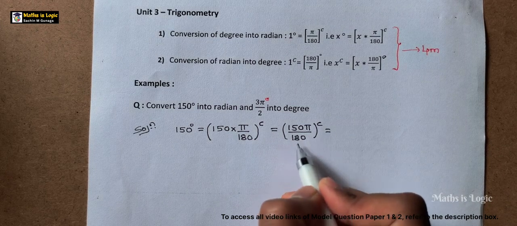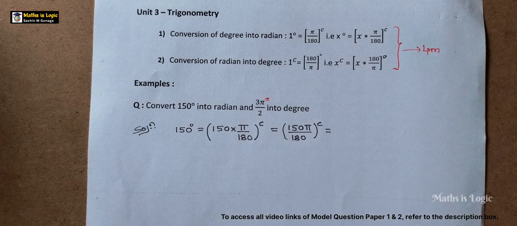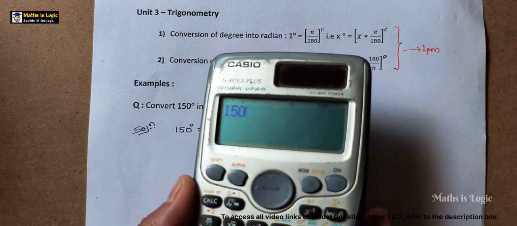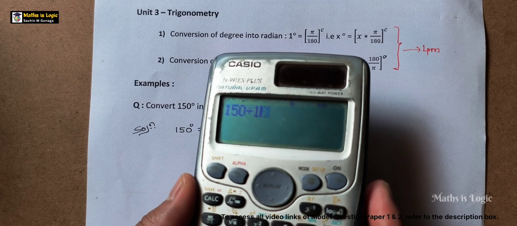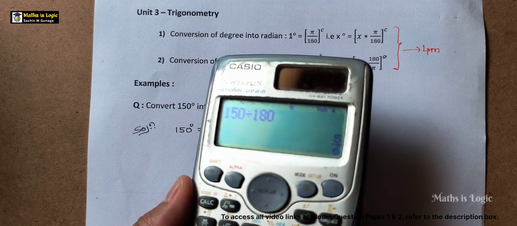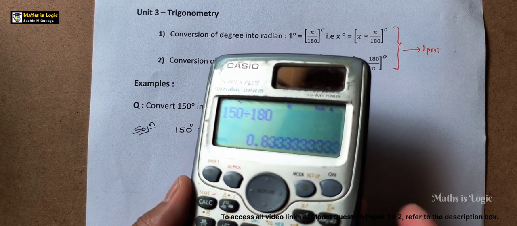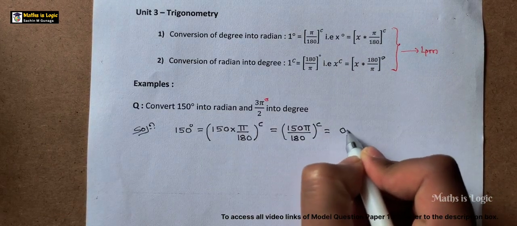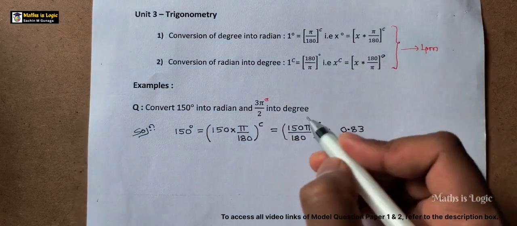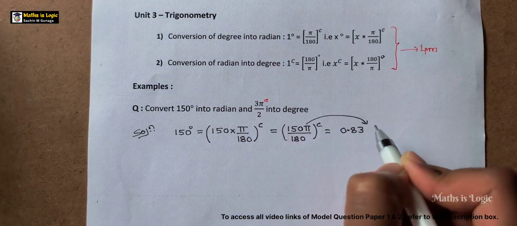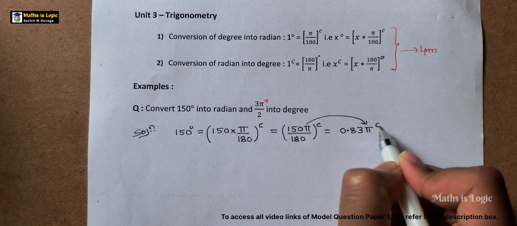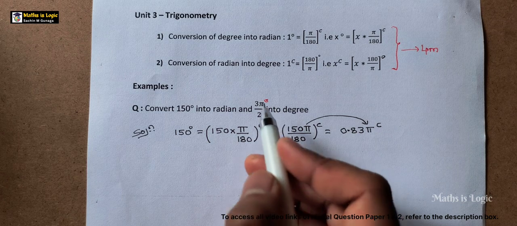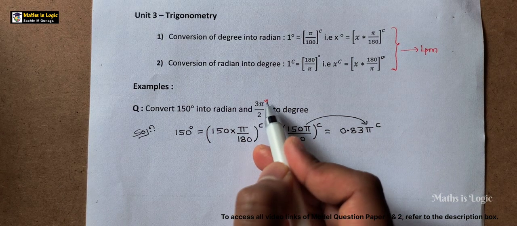Next, better you use the calculator. 150 divided by 180. How much? 0.83. Therefore here you write 0.83. Then this pi, keep it as it is. This is the conversion: 0.83 pi radian.